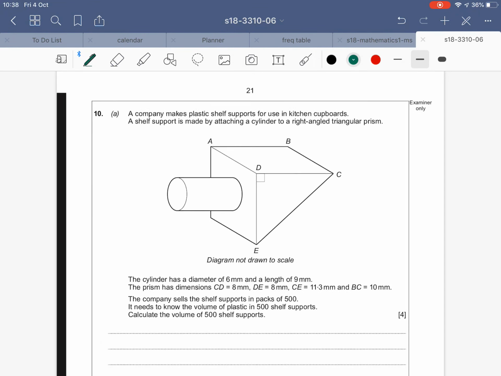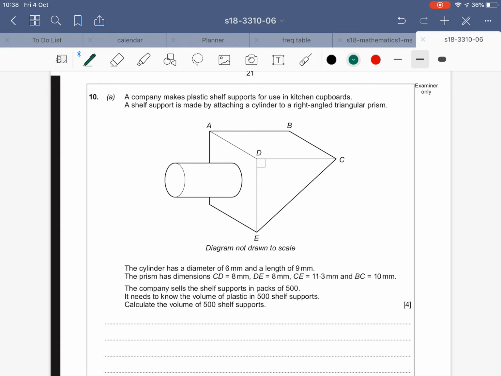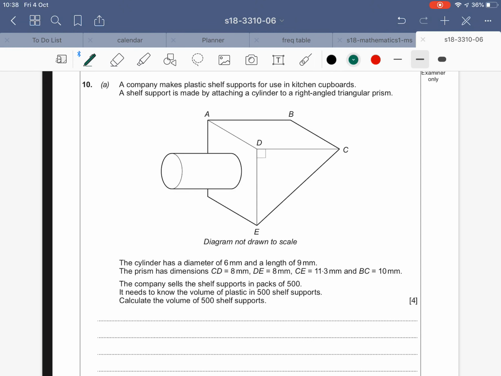Question numero 10. A company makes plastic shelf supports for use in kitchen cupboards. That doesn't look like it should be in a kitchen cupboard. The shelf support is made by attaching a cylinder to a right-angled triangular prism. The cylinder has a diameter of 6. I'm going to draw this on here. 6. The length of 9. So that length there is 9.